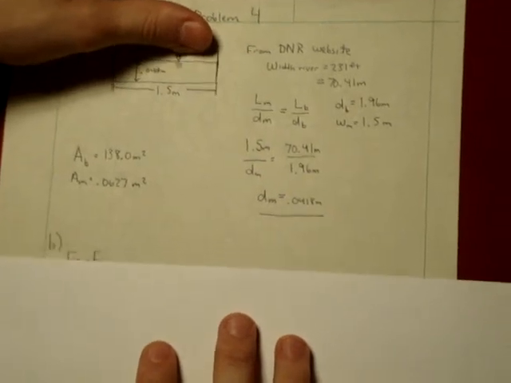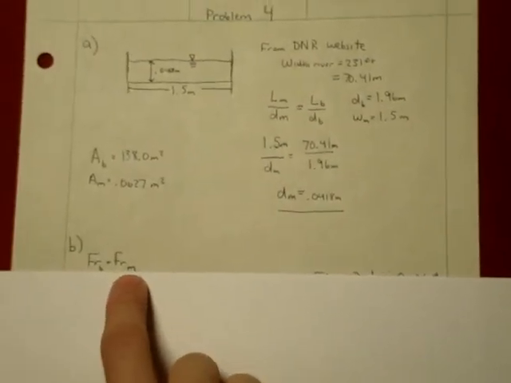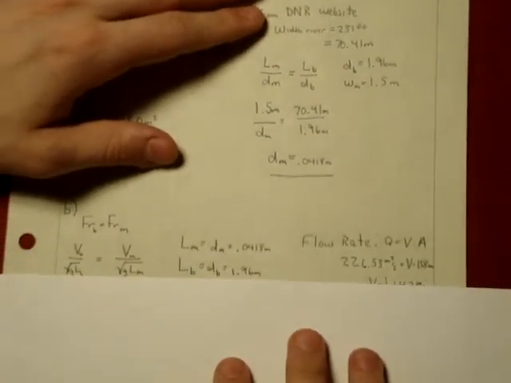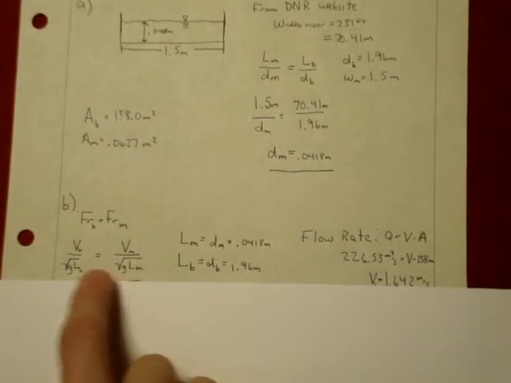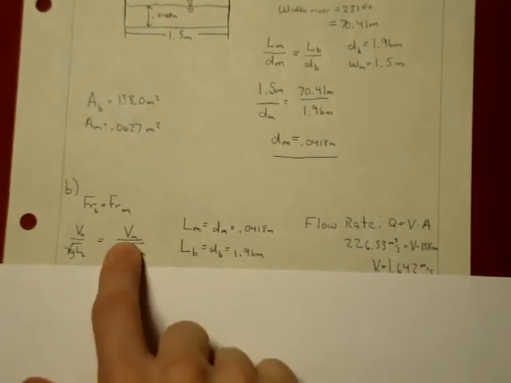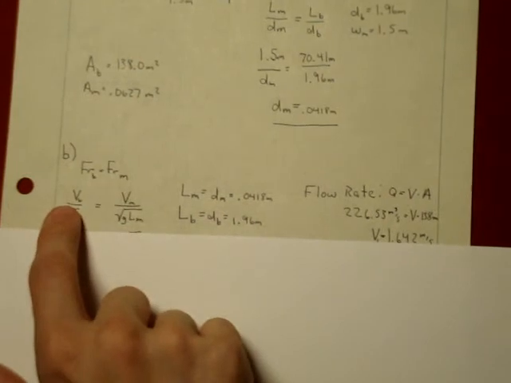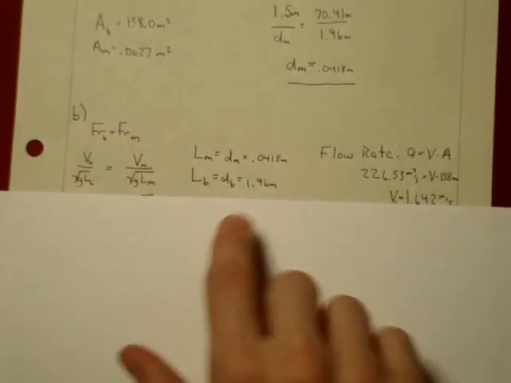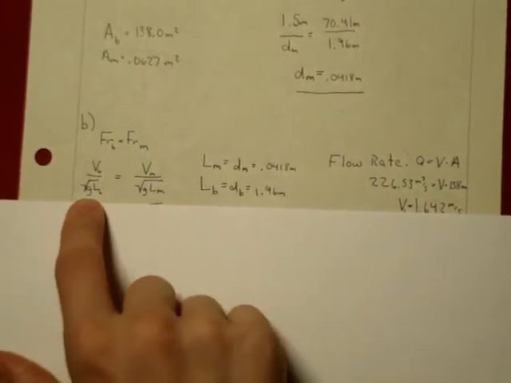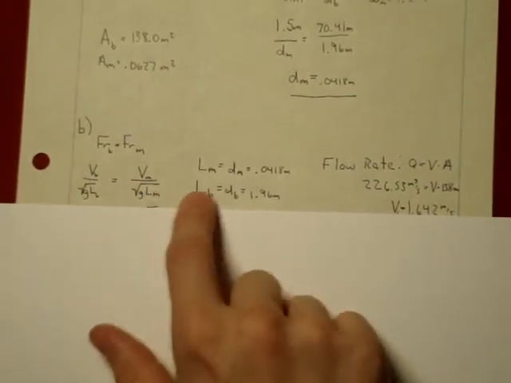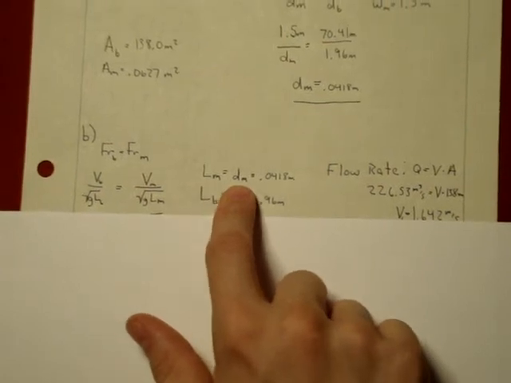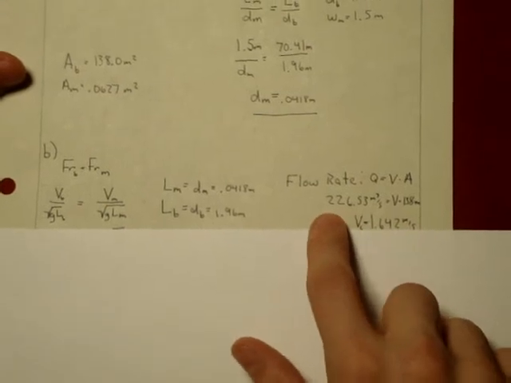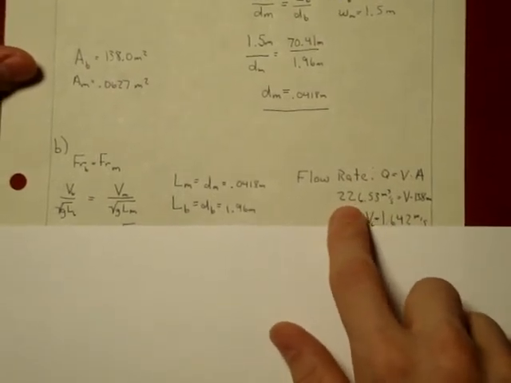Moving on to part B, we need to relate our Froude numbers together. So we have the Froude number of our river and the Froude number of our model. Using this, we're looking for the velocity of the model, and we need to find the velocity of the river. The length of the model and the length of the river can be equated to the depths, which we found in part A.